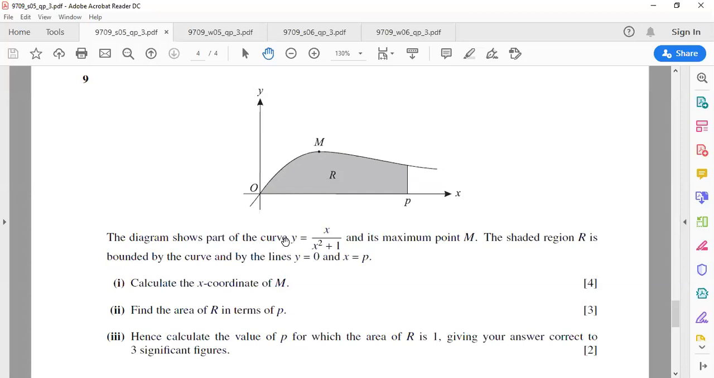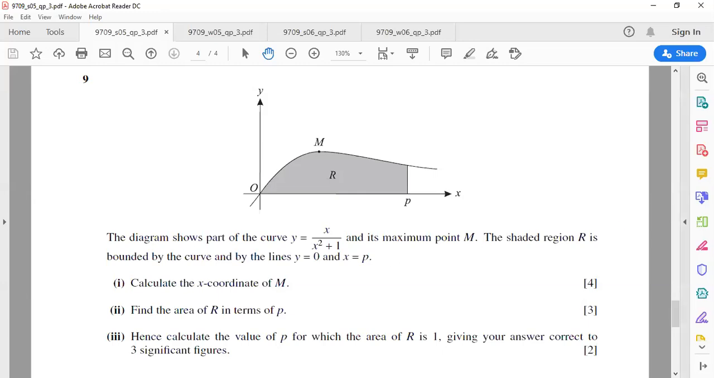The diagram shows part of the curve, which is y is equal to x over x squared plus 1, and its maximum point M. The shaded region R is bounded by the curve and by the lines y is equal to 0 and x is equal to p. Part 1, calculate the x coordinate of M.